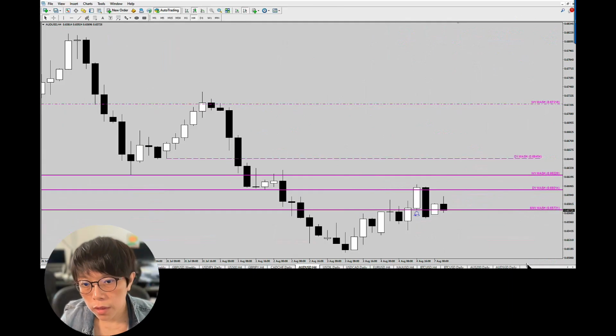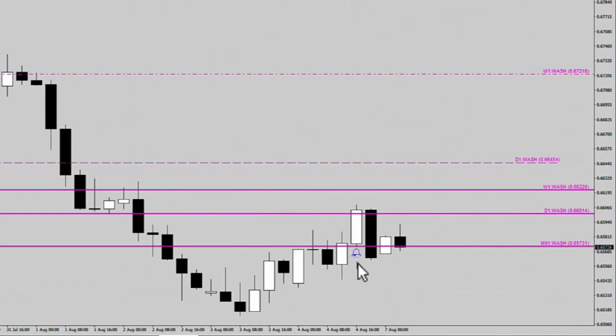I'm showing you in this example the use of magenta wash lines. This is an H4 time frame, and you see a blue color bell here. Like the magenta wash line, you will see a blue color bell. In the green wash line, you will see a red color bell. What this bell says is that in this H4 bar, there was a cross below one of the lower wash lines, and then ultimately there is a close above the higher wash lines.